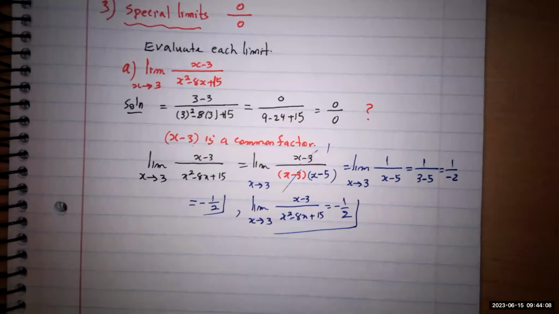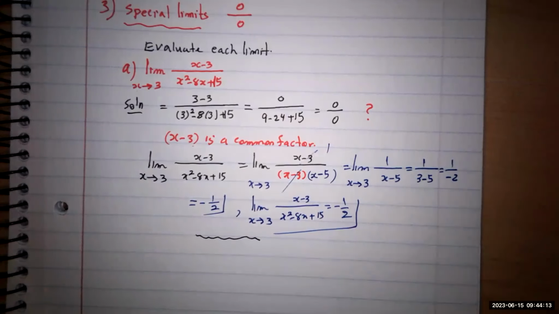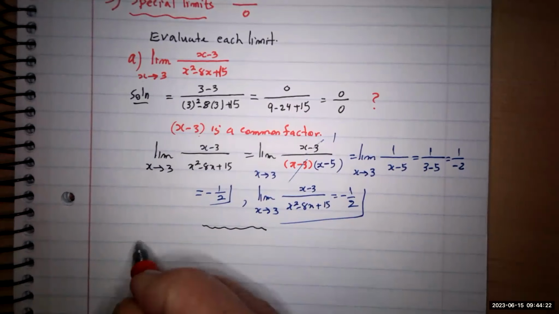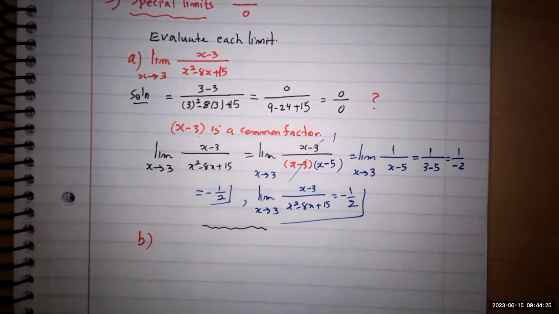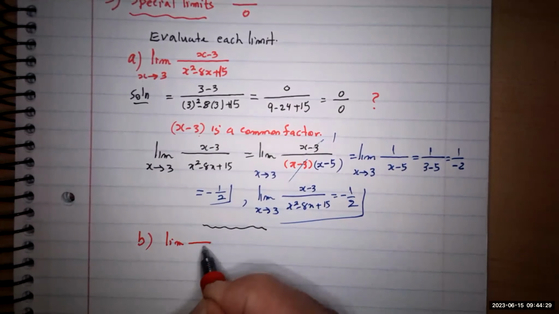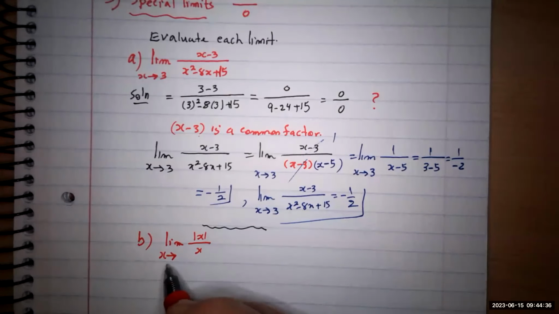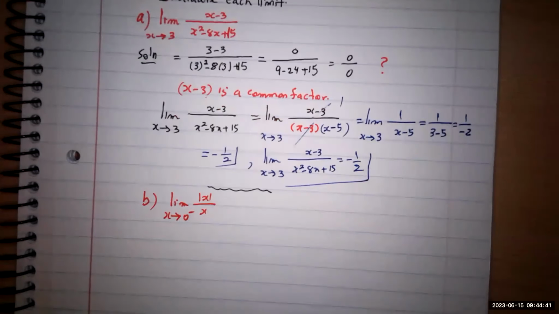So what's going to be type 2? Type 2 is the one involving the absolute value. There are more, but I'll just go with the one that you have on this practice sheet. I explain everything. You see part B. Part B asks for the limit of the absolute value of x over x as x goes to 0 negative.